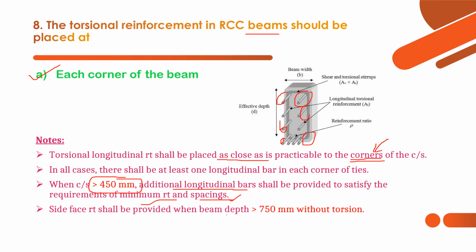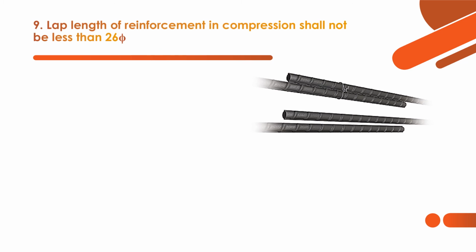What if the depth is greater than 750 mm without torsion? Then we have to provide side face reinforcement. So these are some criteria regarding torsional reinforcement. Now let's move on to the 9th question. The 9th question is based on lap splices and lap length.